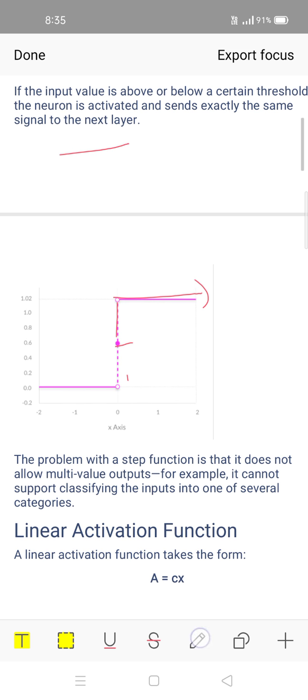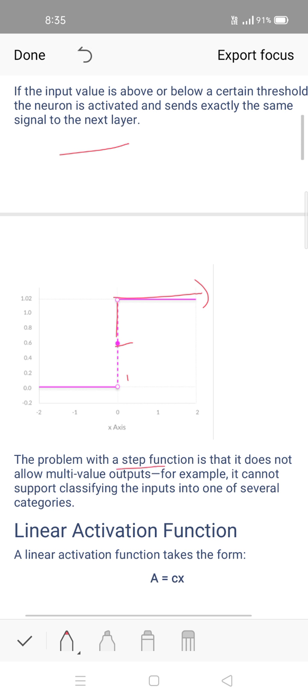The problem with this function is that it does not allow multiple value outputs. For example, it cannot support classifying the input into several categories, because we always get the same output for the threshold value. So sometimes it is not able to produce the required output.